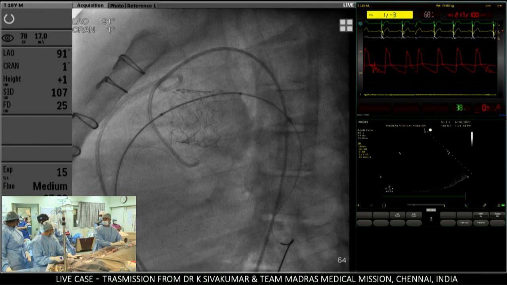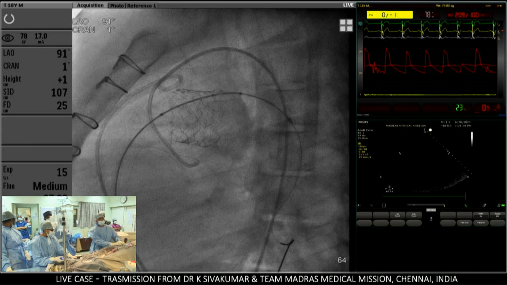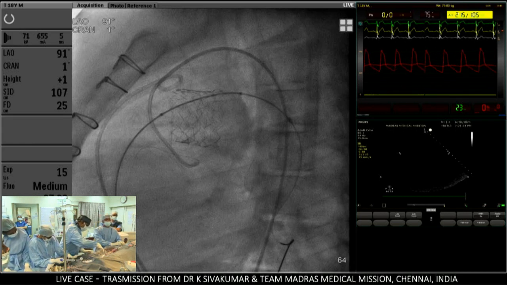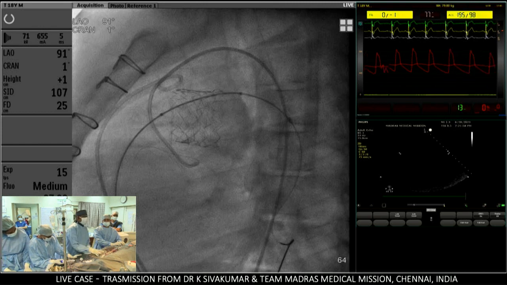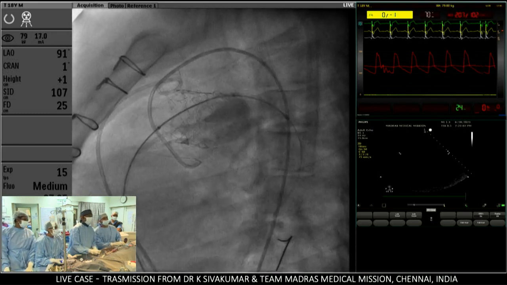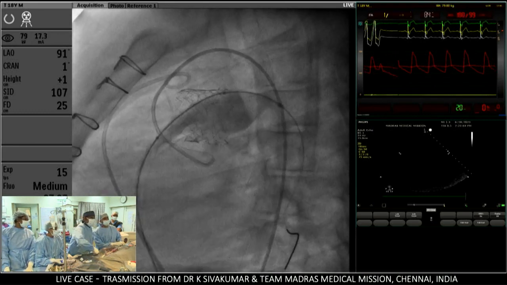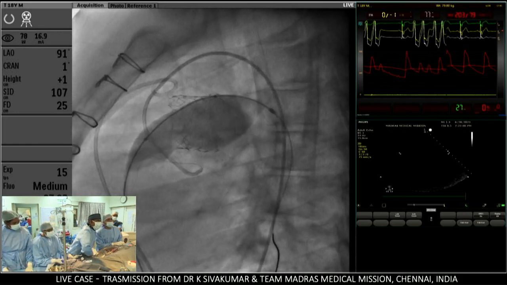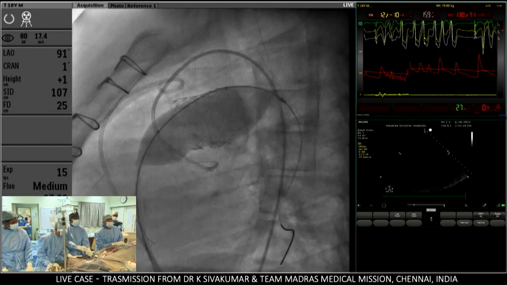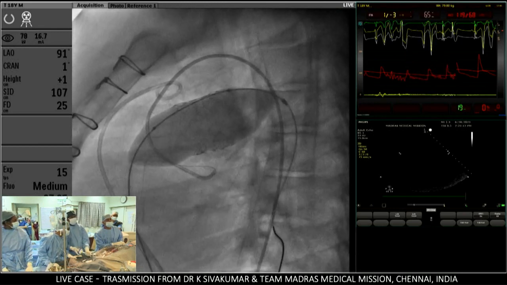What is the length of that stent? I will measure it now. I'm going to again dilate because Dr. Vishnu felt that he couldn't pull the balloon sufficiently. Okay, now keep it there. Tell me the number.